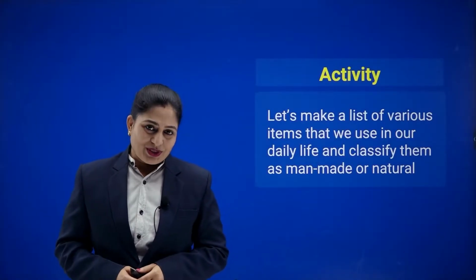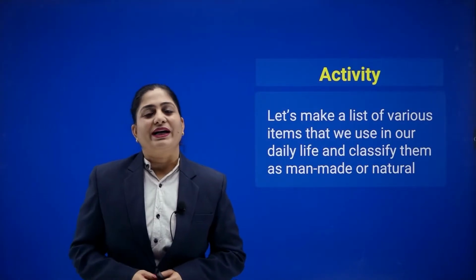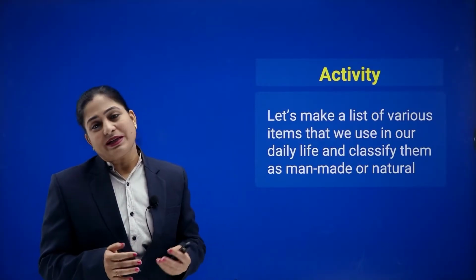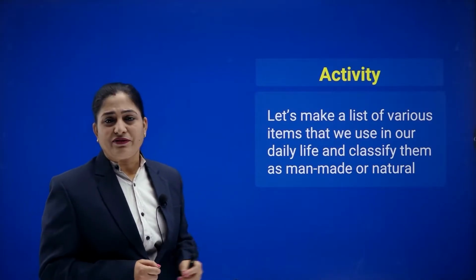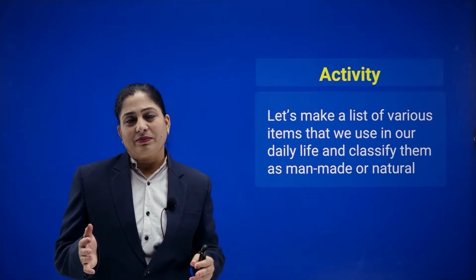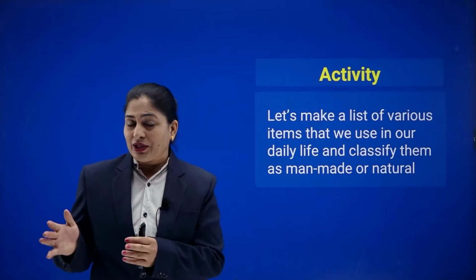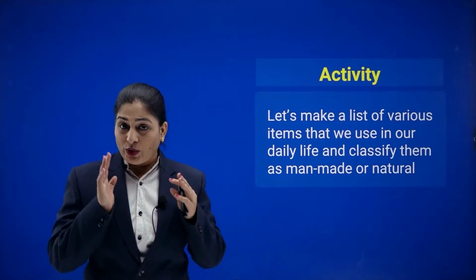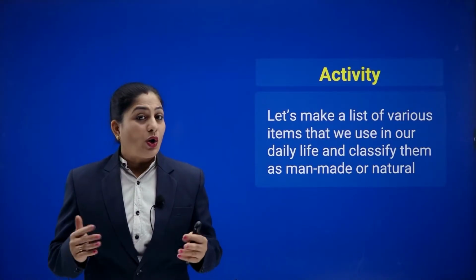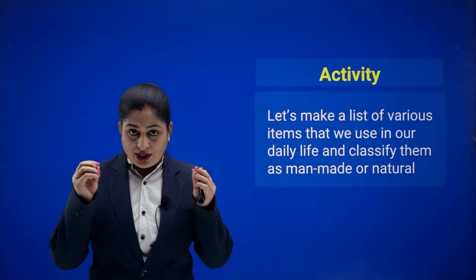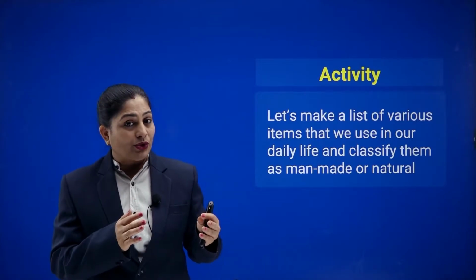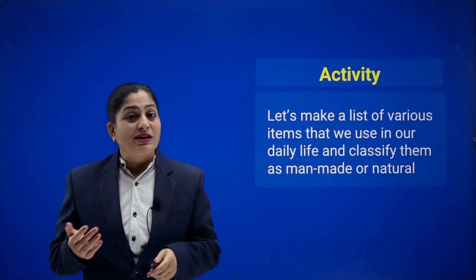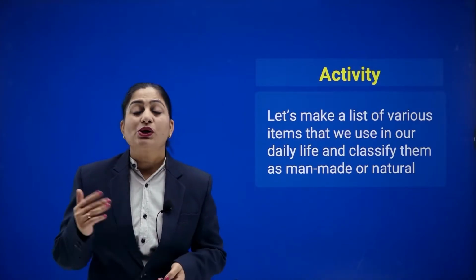So before starting this chapter, let us do an activity. I'll ask you to make a list of various items that we generally use in our daily life and try to classify them as man-made or natural. Man-made means synthetic, prepared by man in a laboratory or in industries. So try to collect the materials around you that you generally use and observe, write the names, and classify them into man-made or natural.